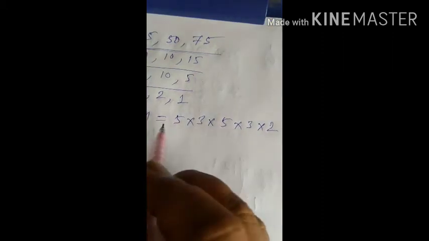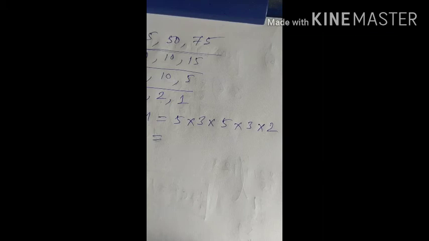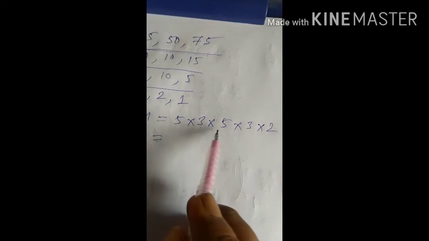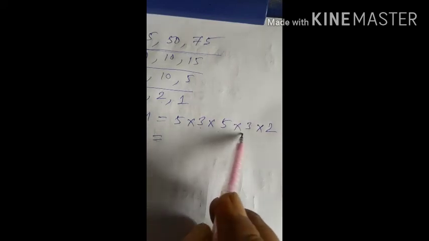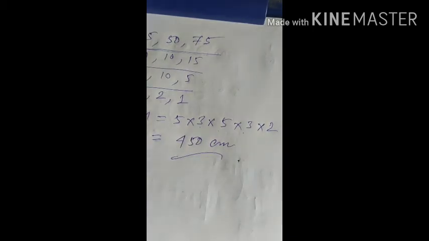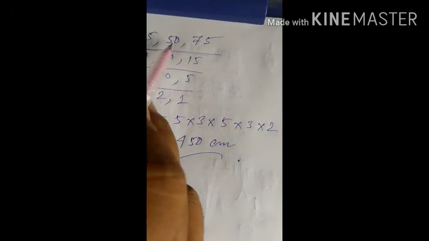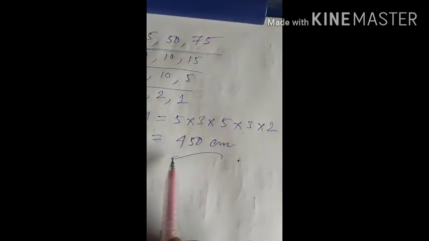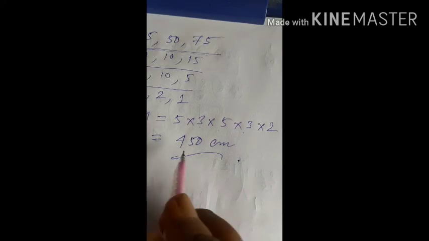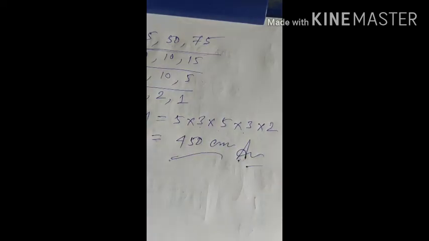Okay, so the LCM will be 3 5s are 15, 15 5s are 75, 75 into 6, that is 450 cm. So the LCM of 45 cm, 50 cm and 75 cm will be 450 cm. That is the least length of the tape, 450 cm. This is the answer.